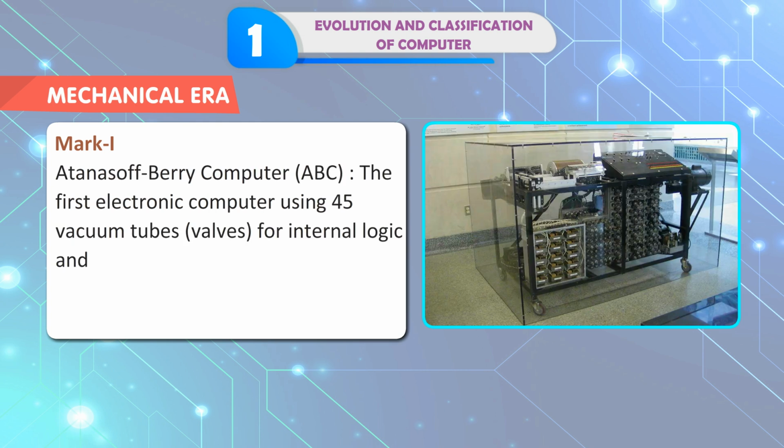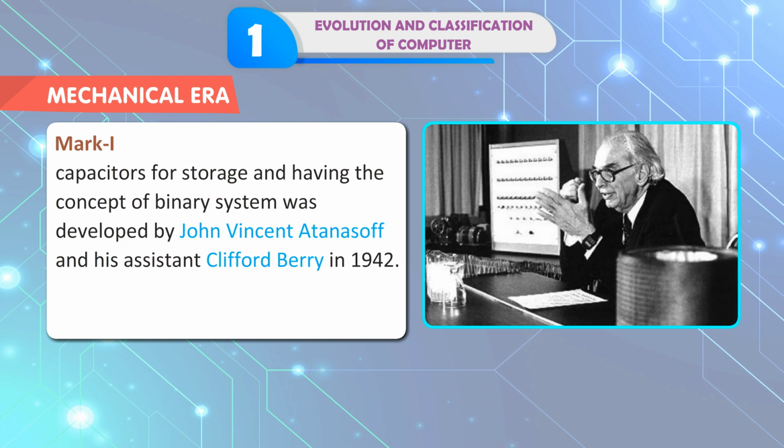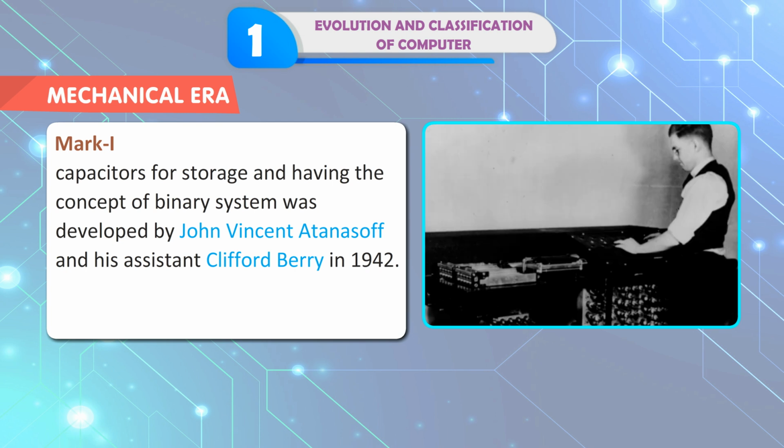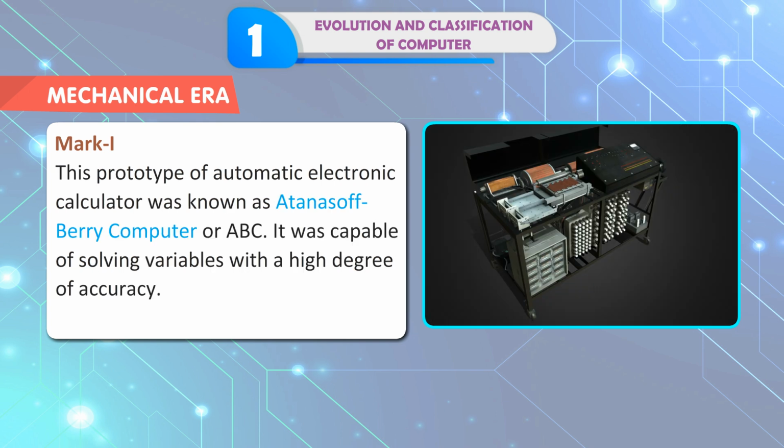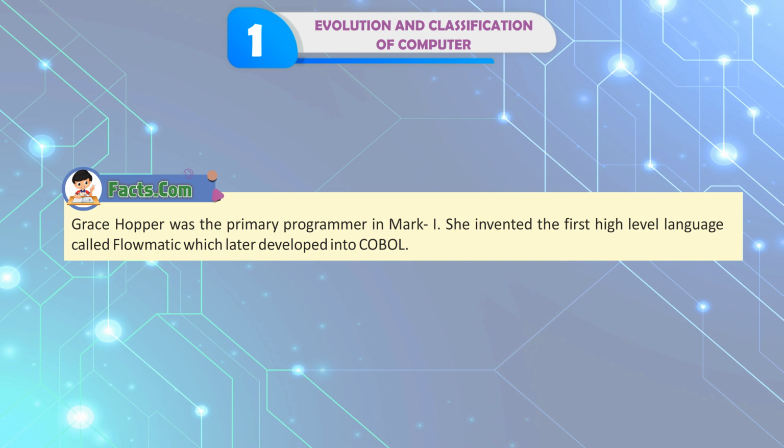Atanasoff Berry Computer, ABC, the first electronic computer using 45 vacuum tubes or valves for internal logic and capacitors for storage and having the concept of binary system, was developed by John Vincent Atanasoff and his assistant Clifford Berry in 1942. This prototype of automatic electronic calculator was known as Atanasoff Berry Computer or ABC. It was capable of solving variables with a high degree of accuracy. Facts.com. Grace Hopper was the primary programmer in Mark I. She invented the first high-level language called Flowmatic, which later developed into COBOL.